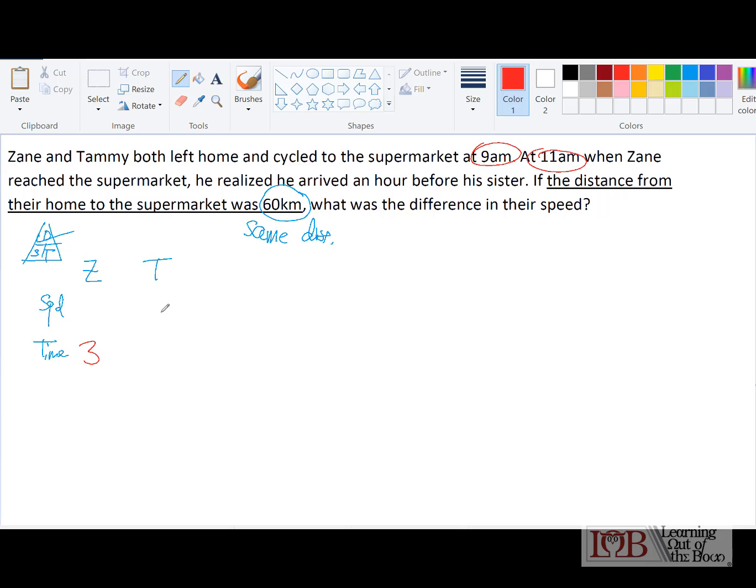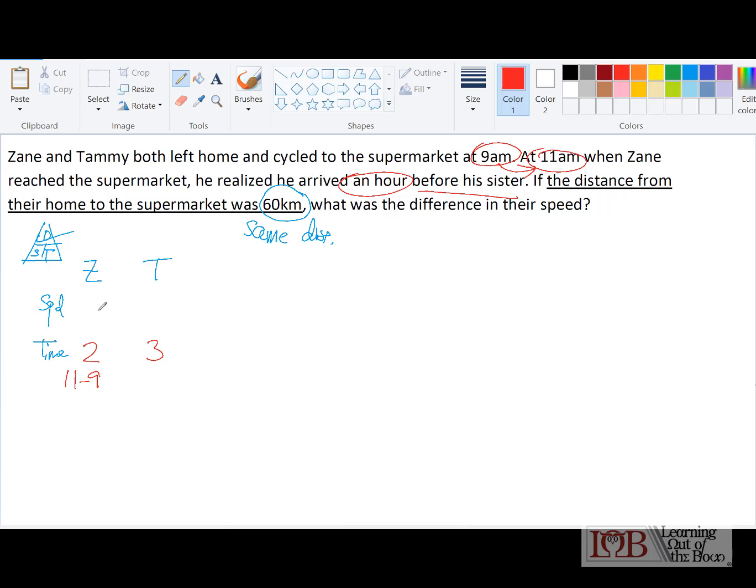So meaning that, okay, again my apologies, this should be 11 minus 9 because from here to here is only 2 hours. So he arrived an hour before his sister, so Tammy actually took 3 hours. So remember the indirect proportion.